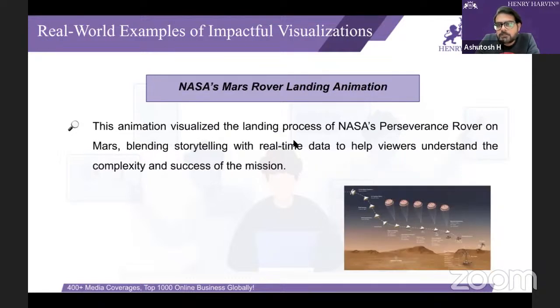This is NASA's Mars rover landing animation. See over here, the animation chart. This animation is visualizing the landing process. See over here how it is landing, NASA's Perseverance rover on Mars. Blending storytelling with real-time data helps the viewer understand the complexity and success of this mission.